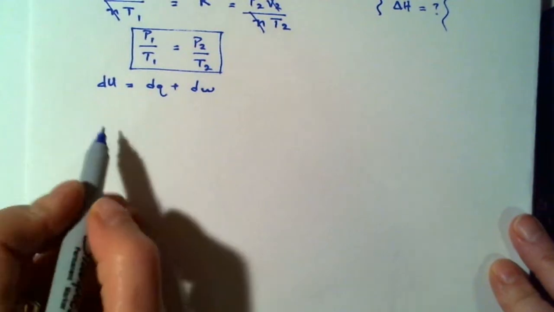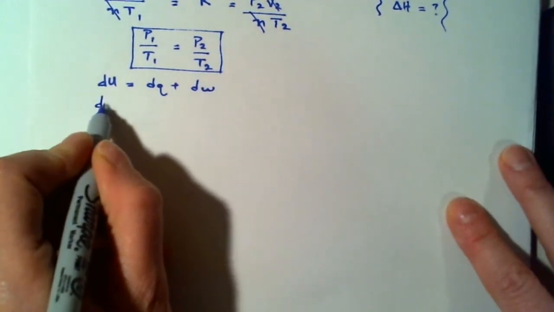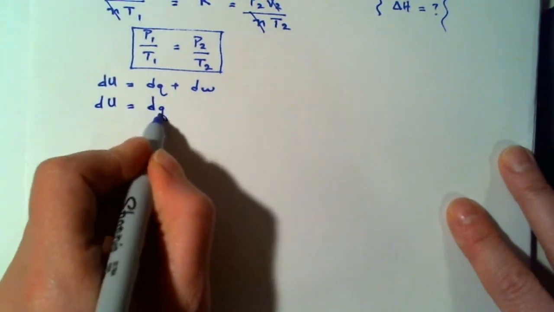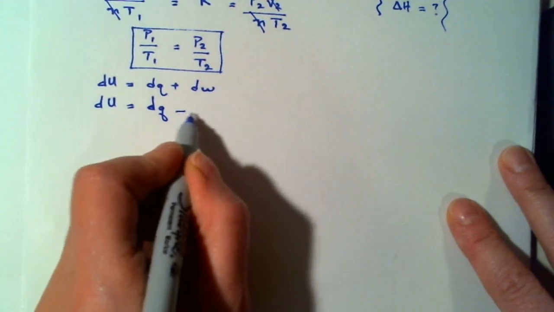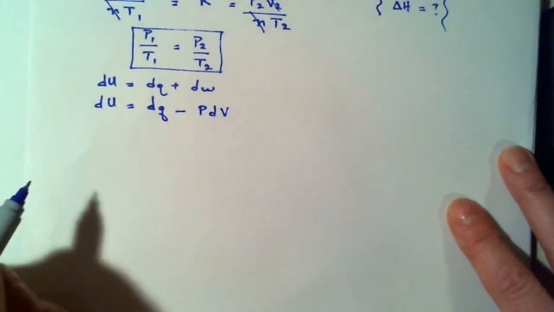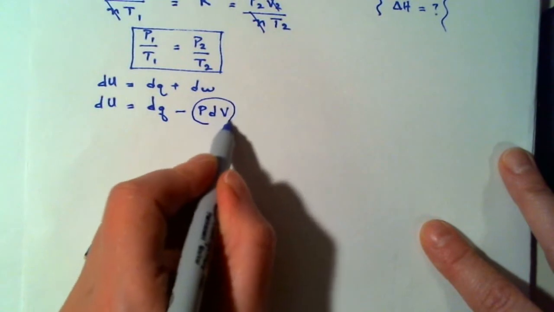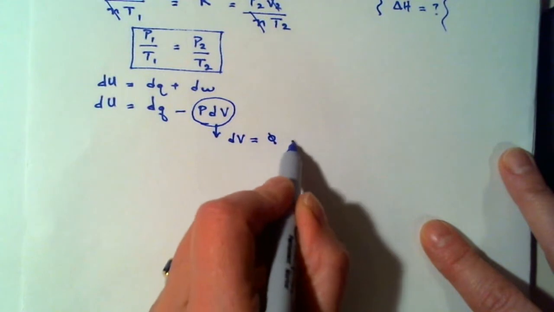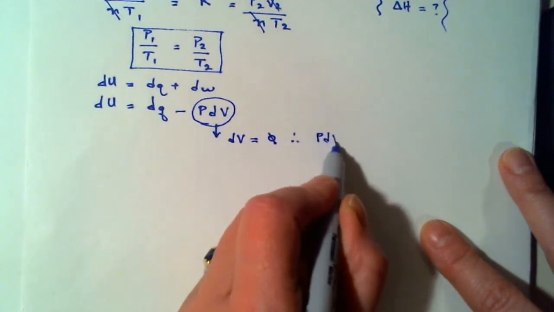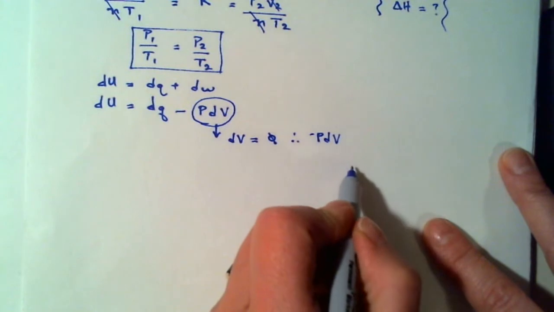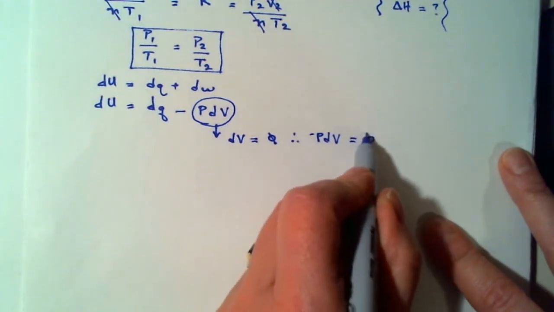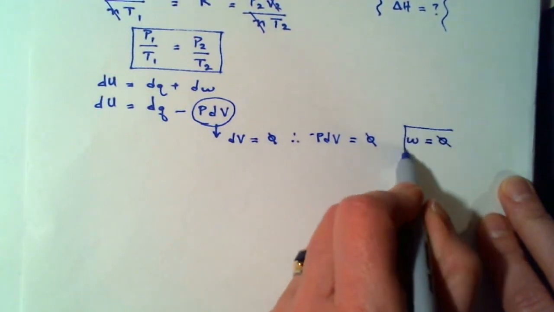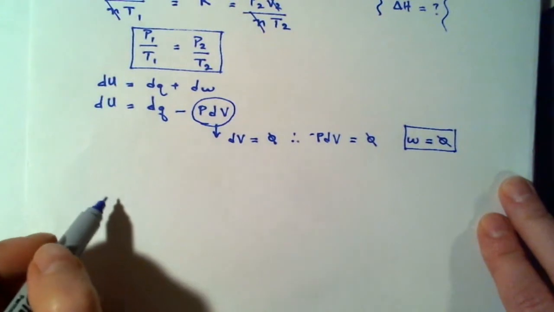So just remember that dU, while it's equal to dq plus dw, dw is equal to minus P dV. And in this case, dV is equal to 0, therefore P dV, or specifically minus P dV, because that's what work is, is also equal to 0. So my work is 0 for this constant volume process.